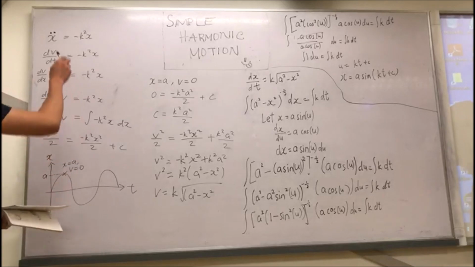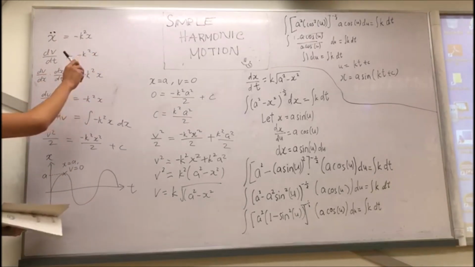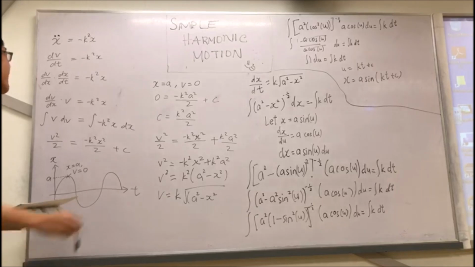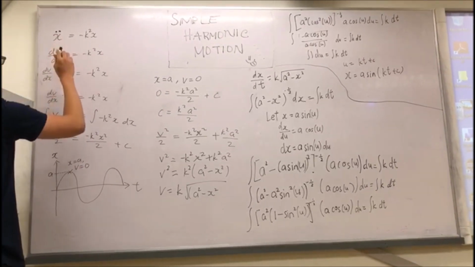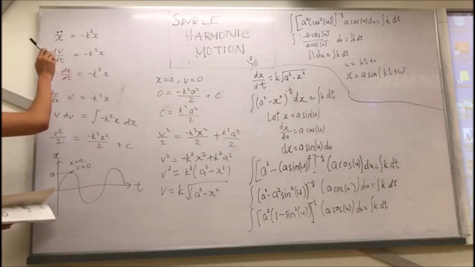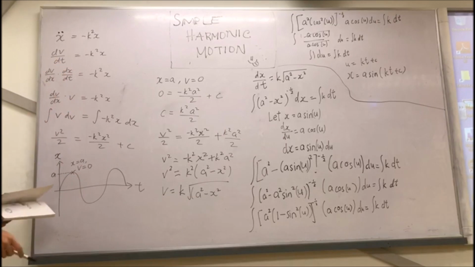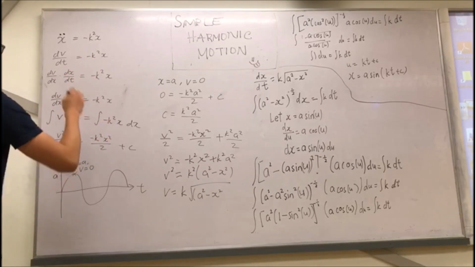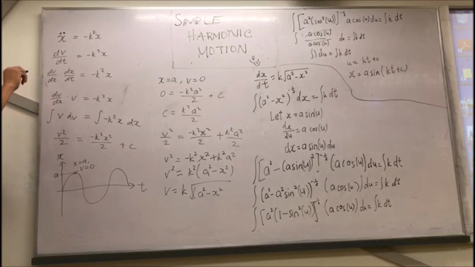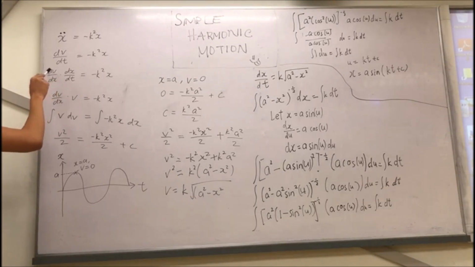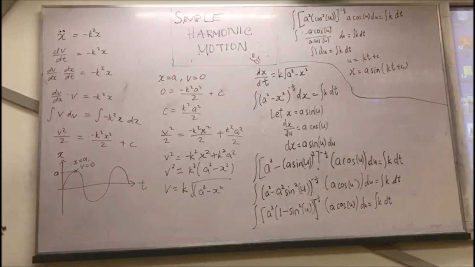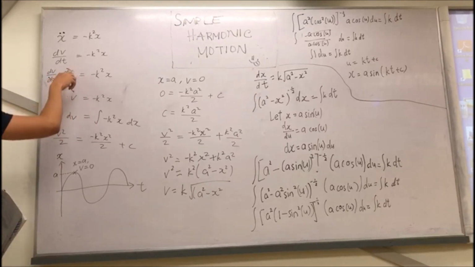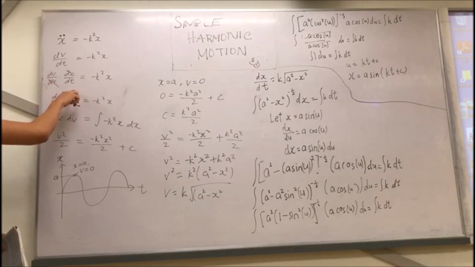And we know that acceleration is directly proportional to displacement, and therefore you need to add a constant here to make this equation. And we know that acceleration is the change in velocity, which is dv over dt, equals negative k squared times x. And dv over dt, we can use the chain rule and write it as dv over dx times dx over dt. And this can cancel, and dx over dt is the change in displacement, which is v.